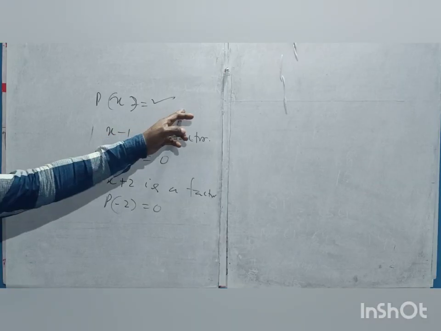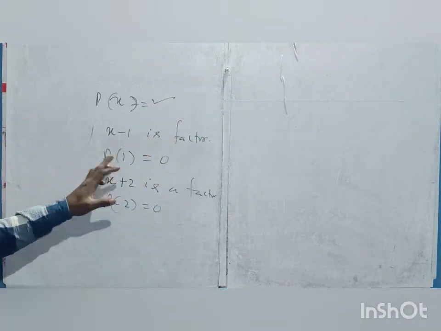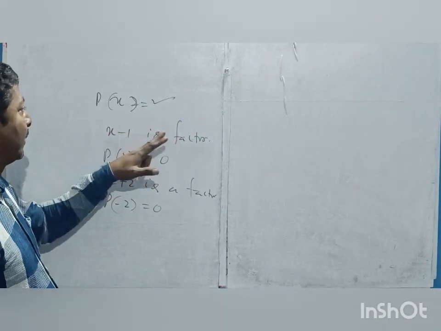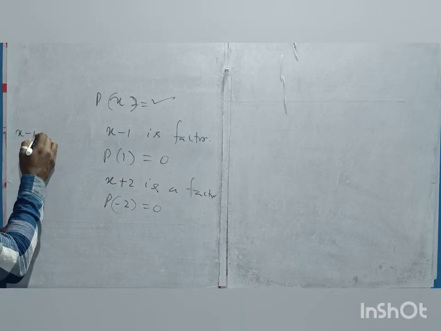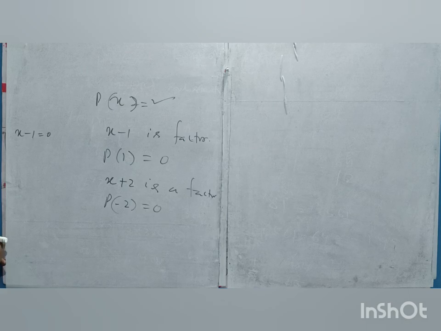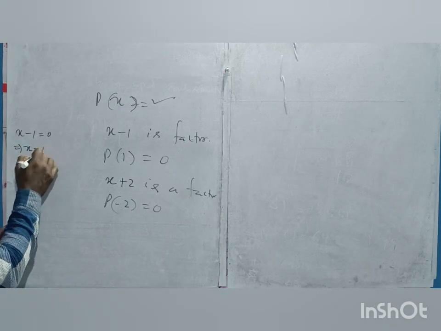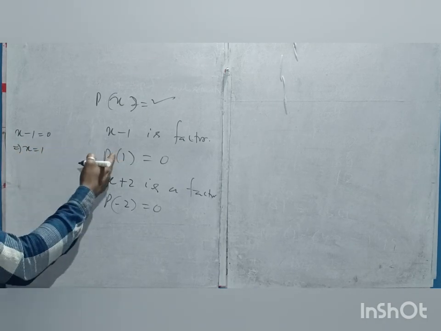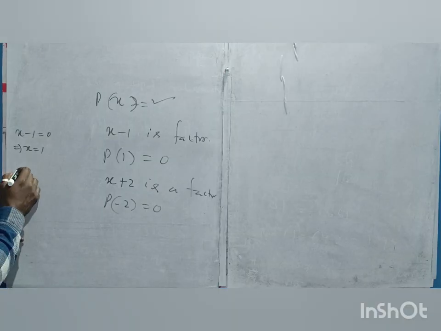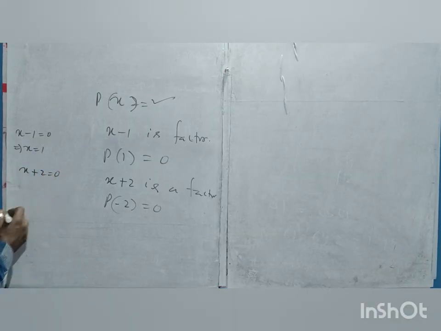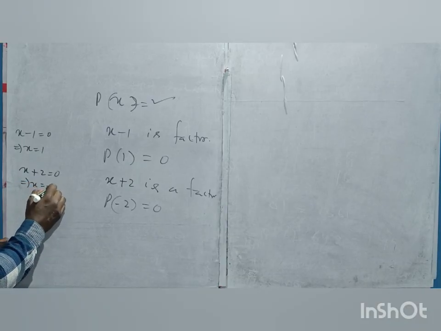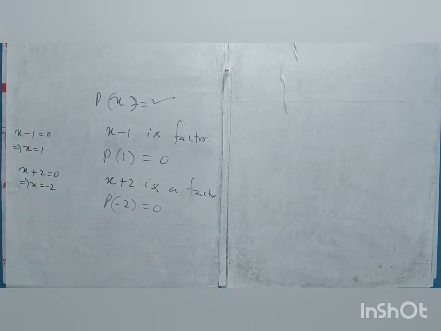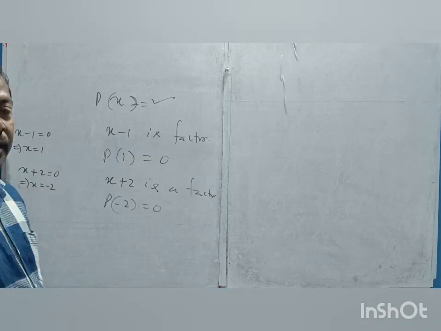If P(x) is a polynomial, any type of polynomial, and it is given that x minus 1 is a factor, then write the factor x minus 1 equal to 0, and you will get the value of x. Similarly, if x plus 2 is a factor, then write it in this way, and you will get the value of x; P(minus 2) is 0. This will be needed in this class, that's why I am telling you.